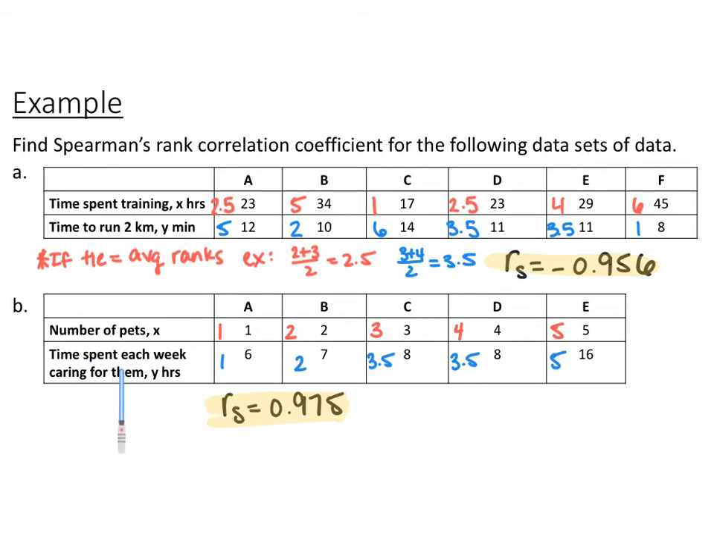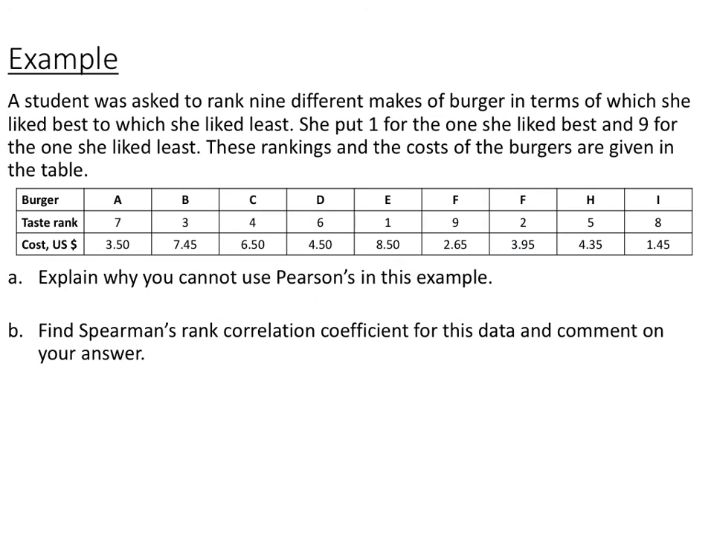And then the time spent carrying, it's almost perfect except for there's two 8 hours here. And since I went smallest to biggest, it would be ranks 3 and 4, so it's 3.5. And so you end up with a Spearman's rank correlation coefficient of 0.975. So because this is very close to a positive one, it's almost perfectly strictly increasing. The only thing is that these two here are the same, so that's the only thing that makes it not be a positive one.